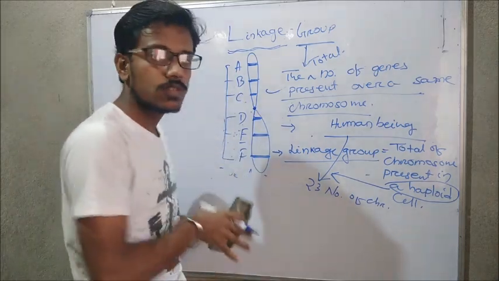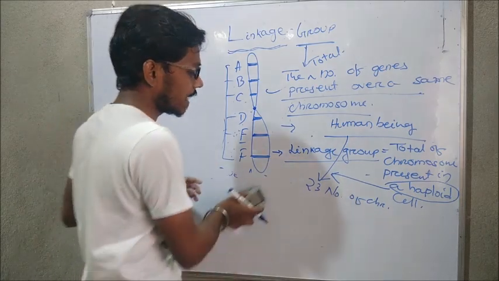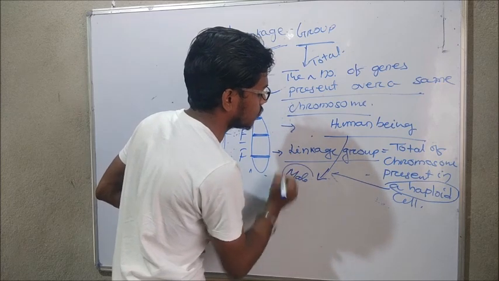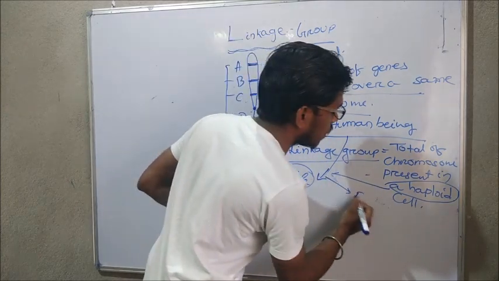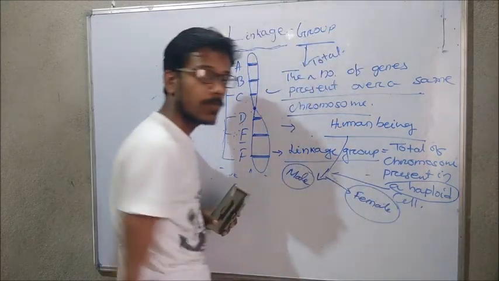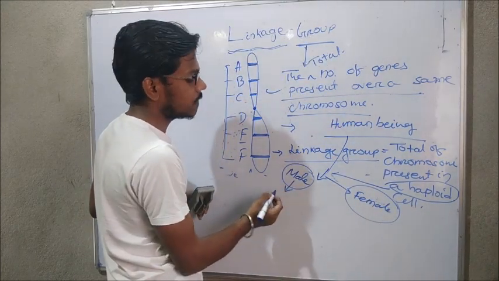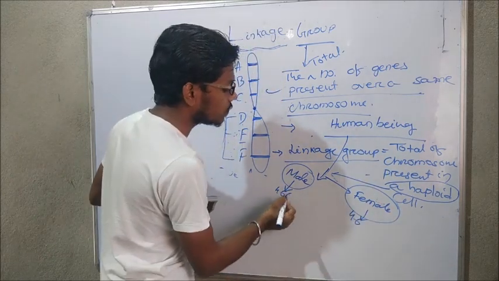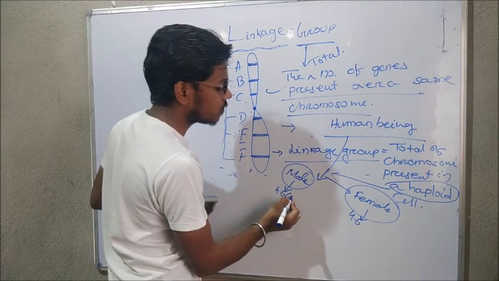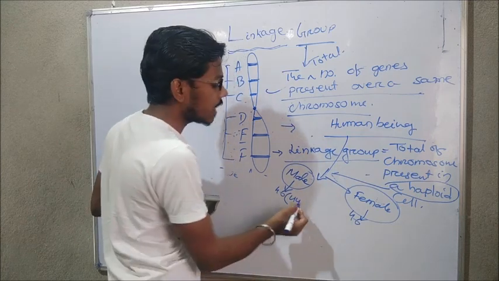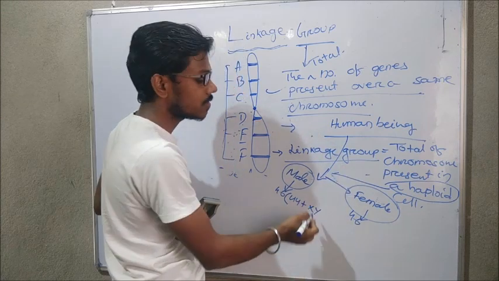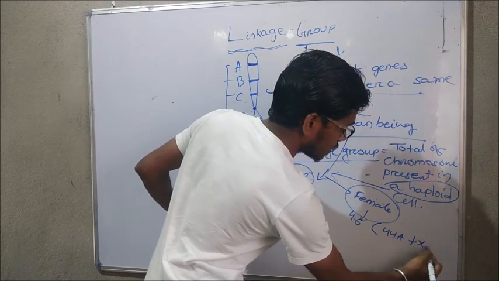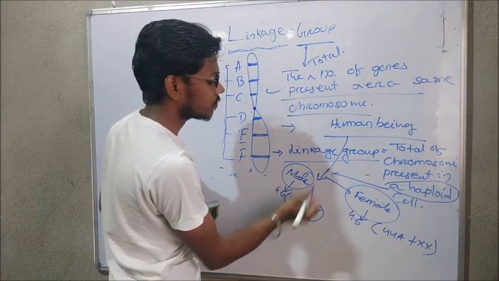But this is not purely true, because as you know that in case of human being there are two sexes. One is male, another is female. In case of male individual, there is presence of 46 chromosomes. In female also there are 46 chromosomes. But these 46 chromosomes means what? In male, there are 44 autosomes and XY type of sex chromosomes. In female, there are 44 autosomes and XX type of sex chromosomes.